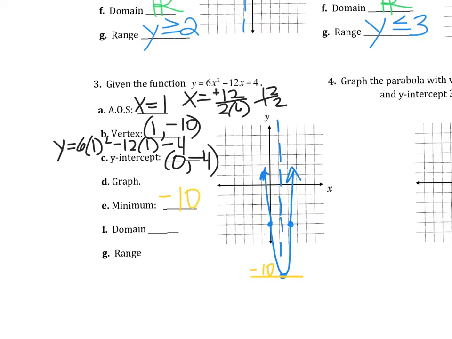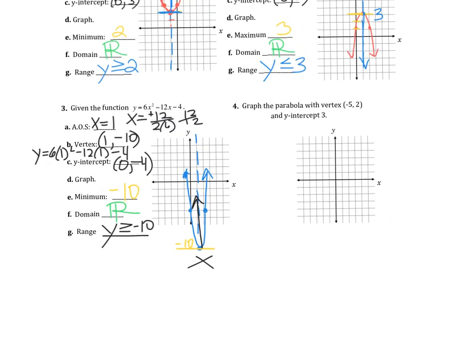The domain is, maybe that's the only thing you got right, but you got it right. But it's all real numbers, or maybe you're doing great. Let's go with a positive attitude. And then finally, the range would be that y is going to be greater than or equal to negative 10. It's all the stuff above negative 10, nothing down here below negative 10.